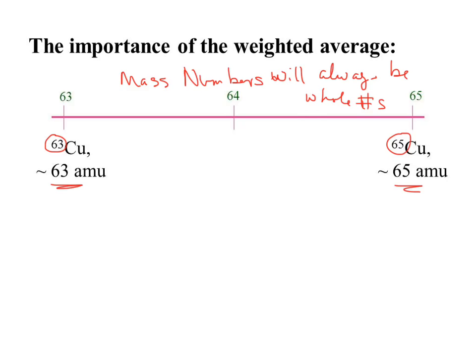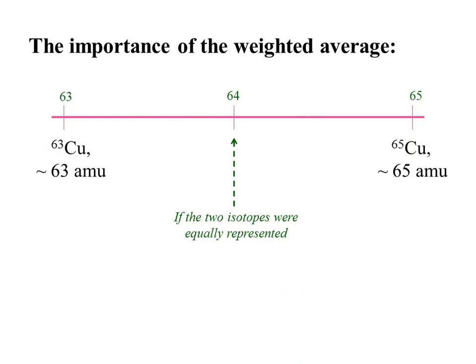So what this slide emphasizes is simple average. If you add 63 plus 65 and divide by 2, you get 64. That's a simple average. But like we know, the periodic table says that actually it veers towards this lighter isotope, right? Because it was present at 70% versus 30%.